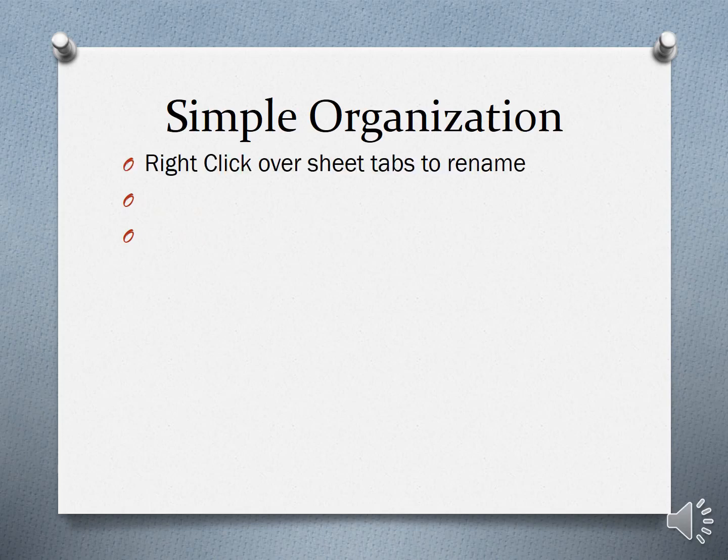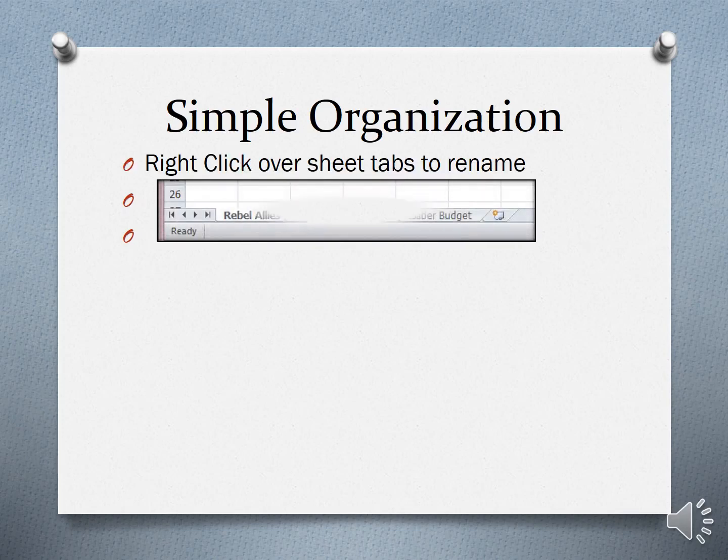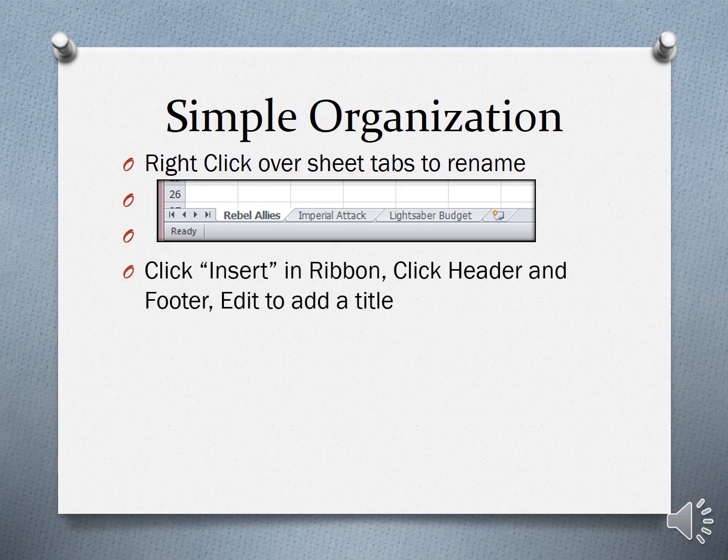This is just some simple organization. You right click over the sheet tabs to rename them. So on the bottom is all of your worksheets. If you have the same documents or different documents, you can have them all in one workbook right at your fingertips instead of opening book after book after book. It's all right here for you. And you can just go down to the bottom, right click it, click on rename, and it'll change it for you.